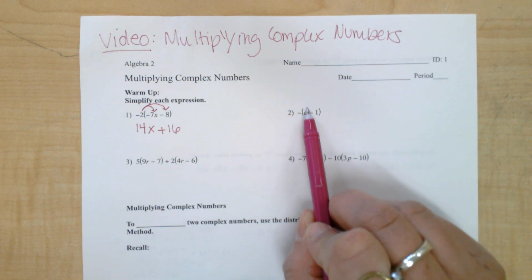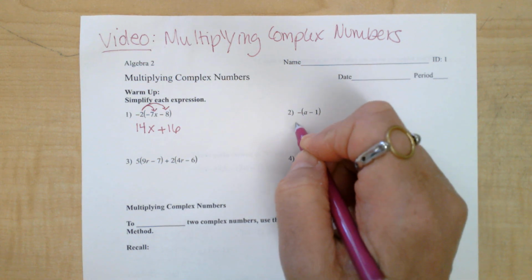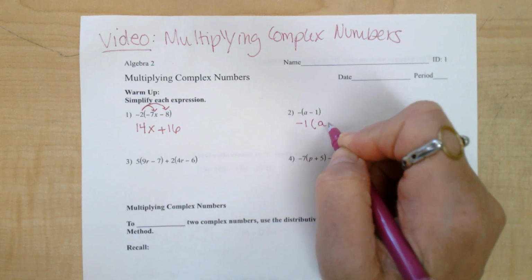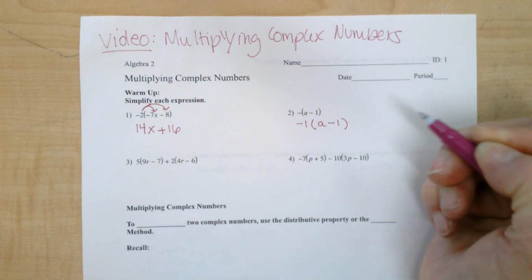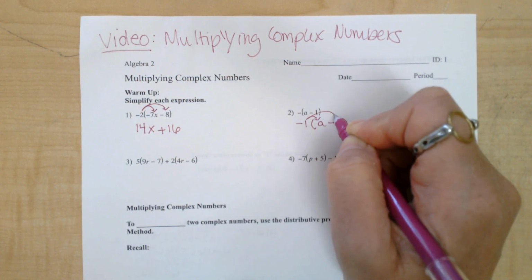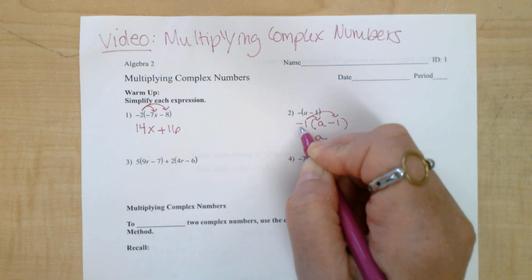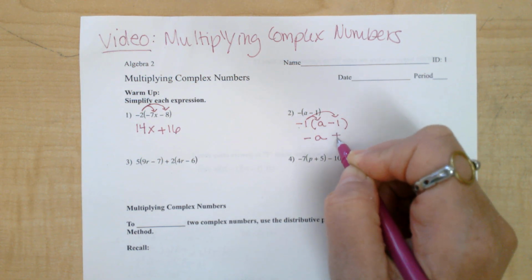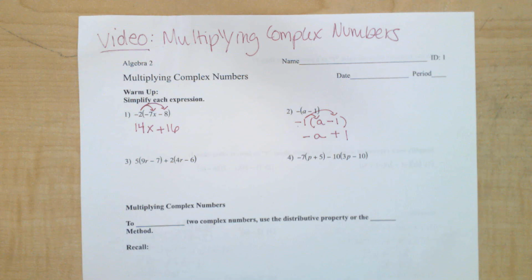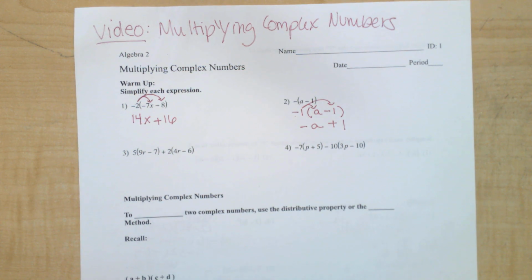Here I have negative parentheses a minus 1. That's really a negative 1 times the quantity a minus 1. So we're going to just distribute that negative, multiply it. So negative 1 times a is negative a. Negative 1 times negative 1 is positive 1. Not like terms, we leave it and move on.